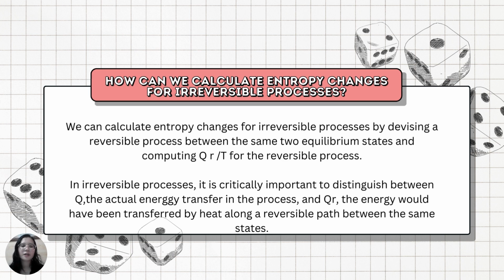So, in irreversible processes, it is critically important to distinguish between Q, the actual energy transferred in the process, and QR, the energy that would have been transferred by heat along the reversible path between the same states.